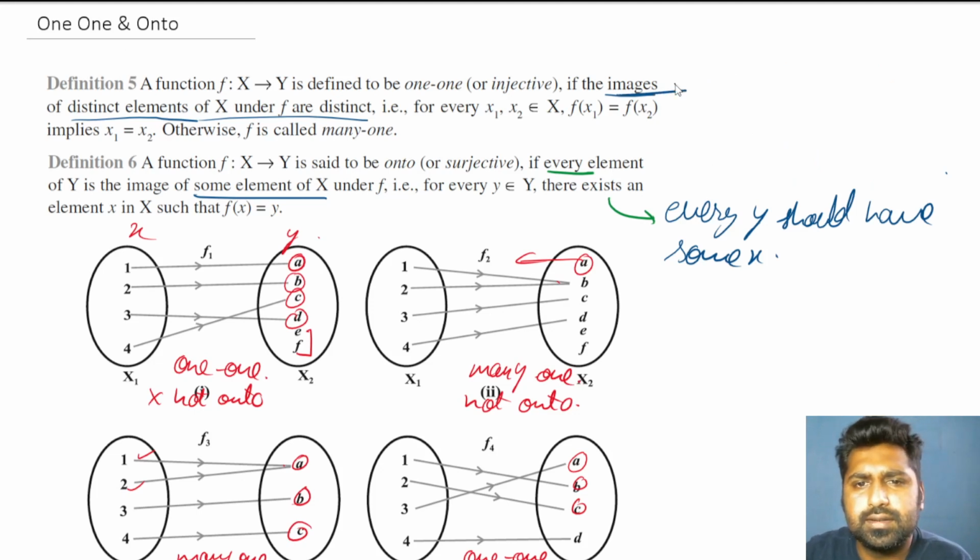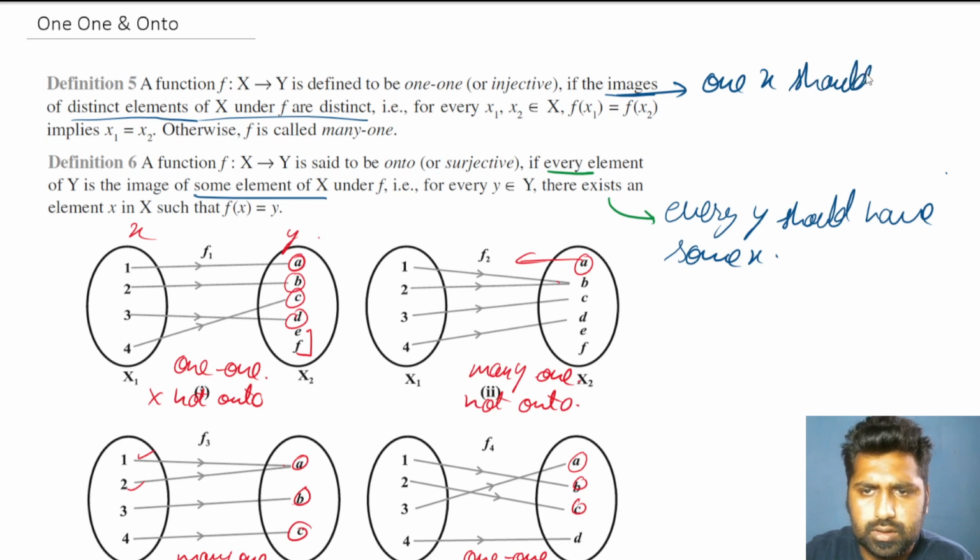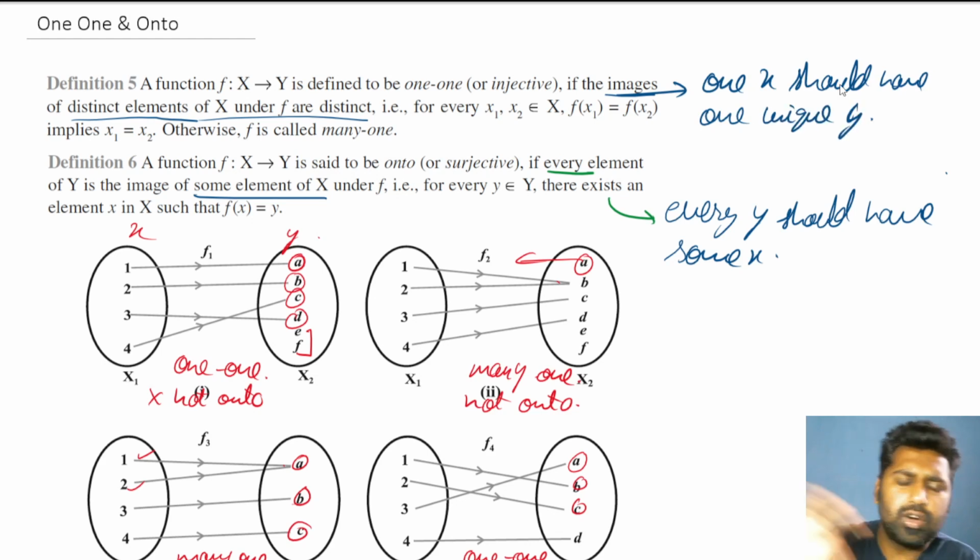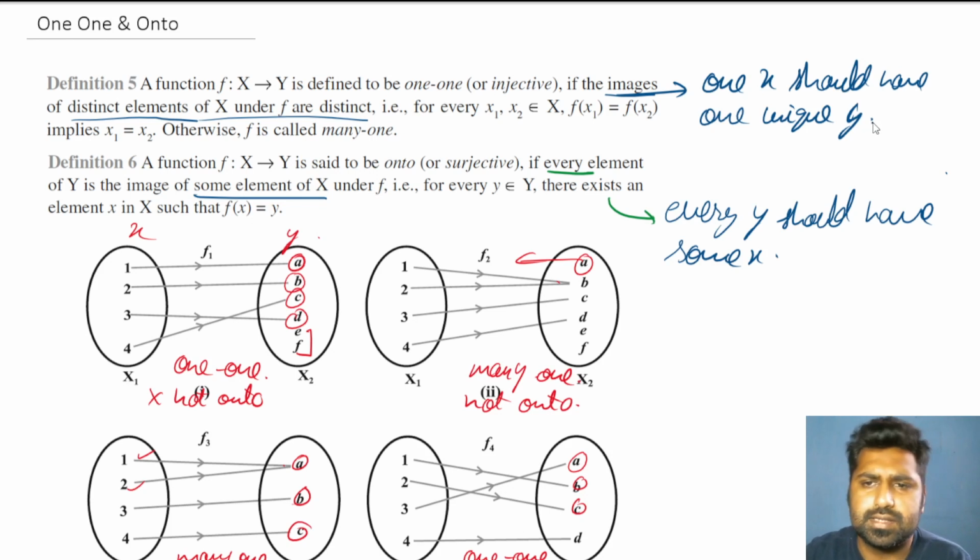You can understand this by this, like 1x should have one unique y. Unique y means it cannot be related with anything else. Okay.